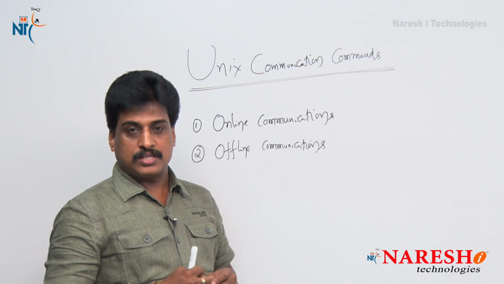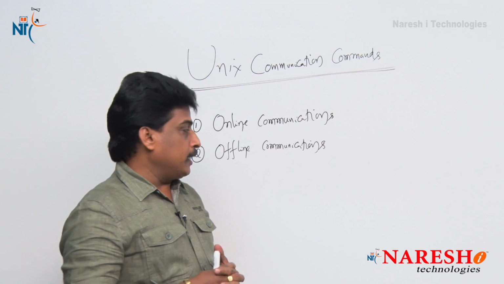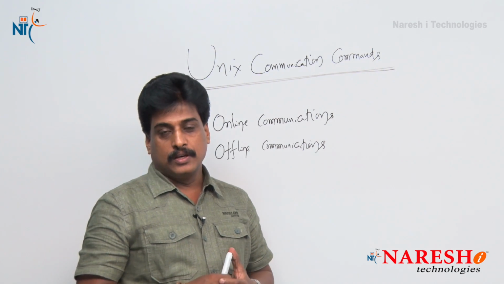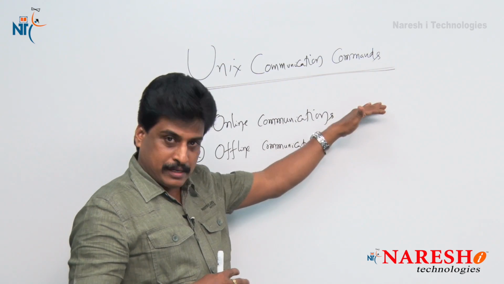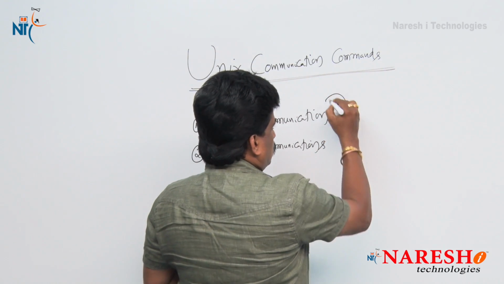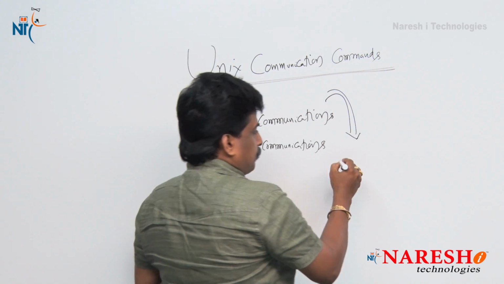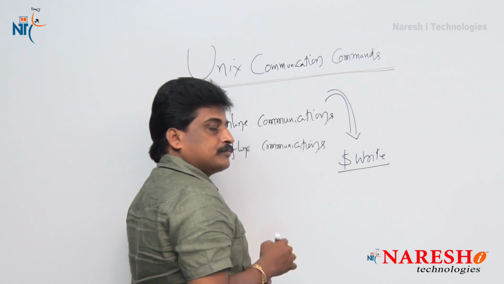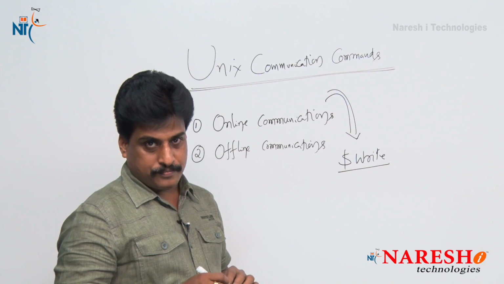Online communications are popularly known as two-way communications. Offline communications are popularly known as one-way communications. Communication commands we use for online separately, offline separately. First, observe the two-way communication commands. First command is write. By using the write command, we can send messages to one or more users.